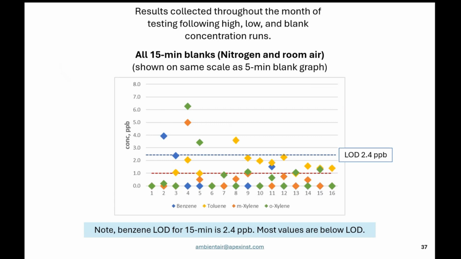Similar to the prior slide, this slide displays a combination of results from blank tests of nitrogen or room air using a 15-minute sampling time. Note there are very few false positive readings here, and most of the values fall below the 2.4 parts per billion limit of detection for this 15-minute sampling time.